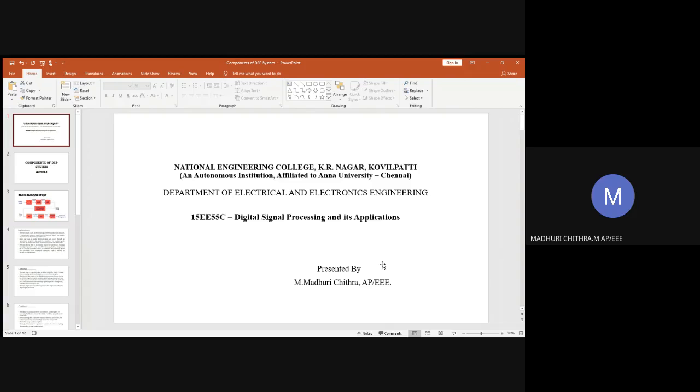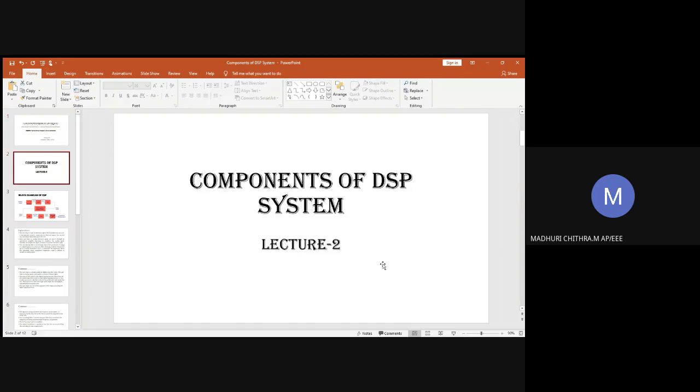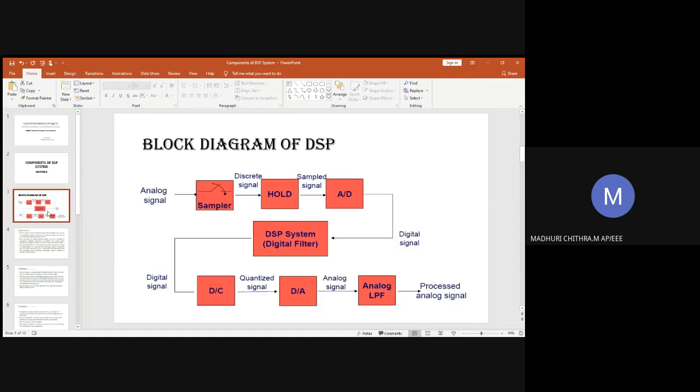Here we are going to learn the next topic, the components of digital signal processing systems. What components are involved in digital signal processing? Let us understand through a block diagram. Next, the block diagram of a digital signal processor. This is the basic block diagram.